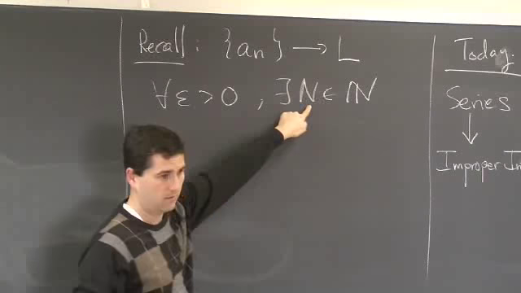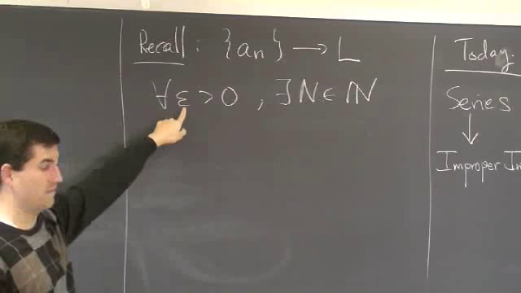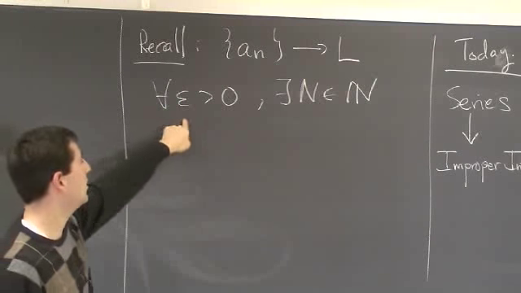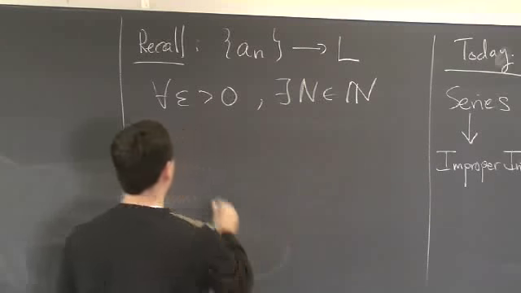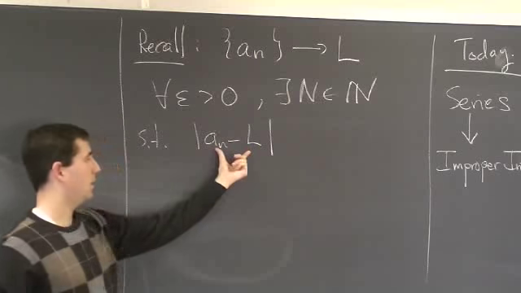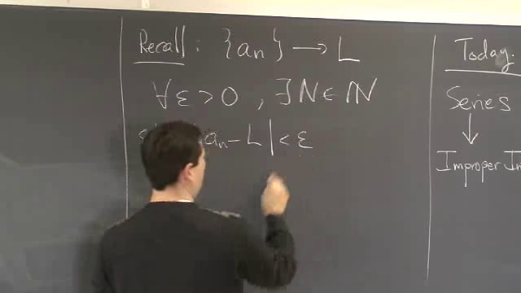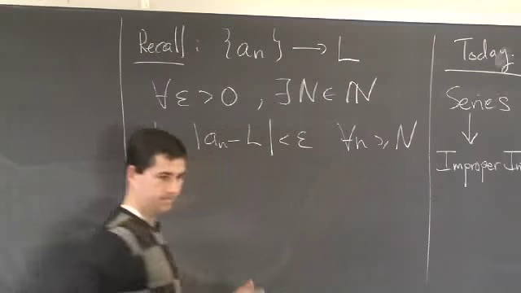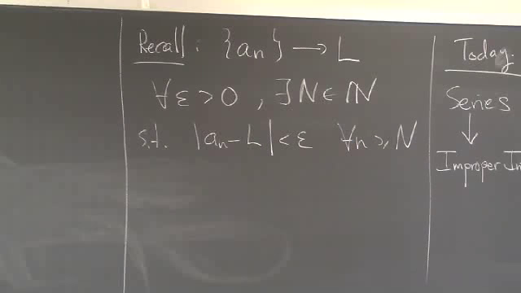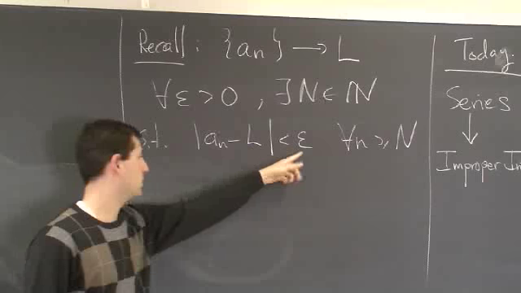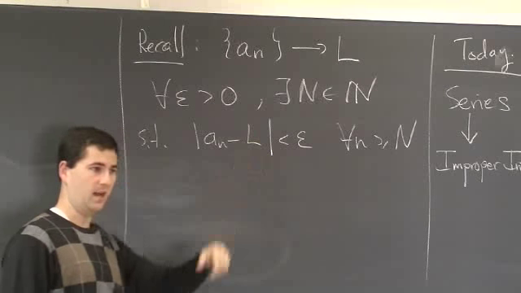So this N, you probably were discussing with Edgar, is dependent on how close you want to get. If you want to get this close, you can go out far enough such that an and L are within epsilon of each other for all n past this big N. So that's what it meant for a sequence to converge. If you went out far enough, it got within epsilon of this limit L.